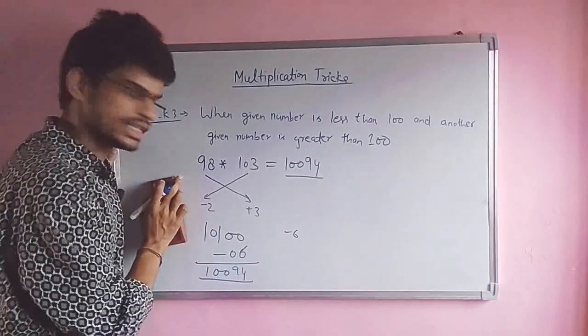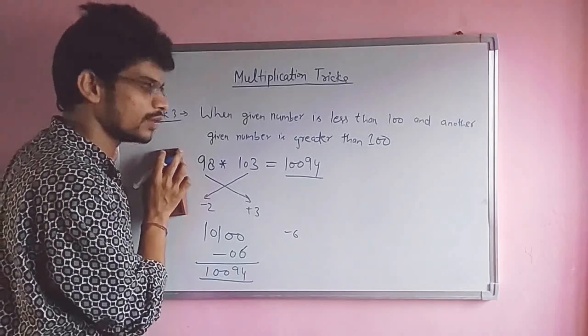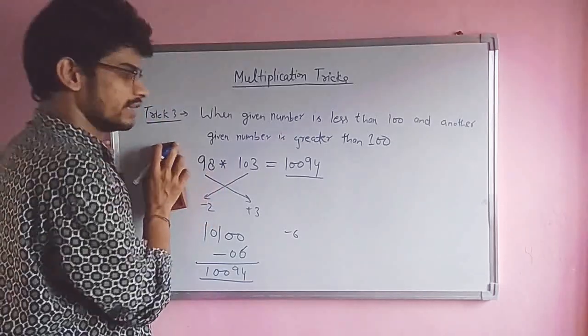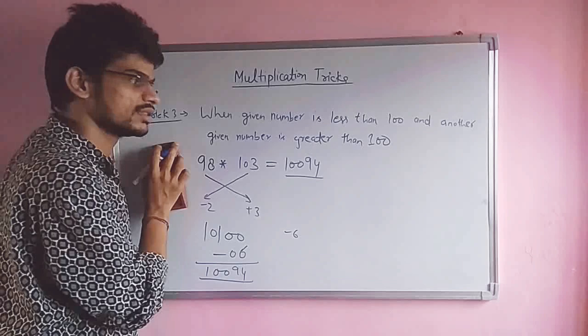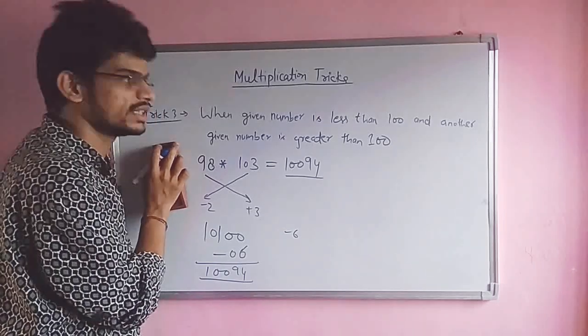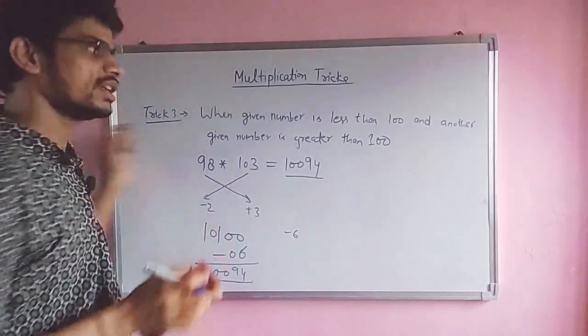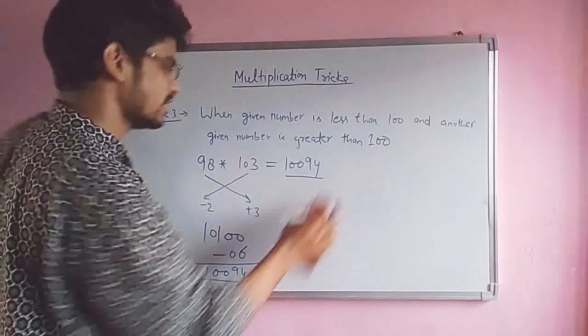I hope you understand all these tricks, how to calculate if both numbers are lesser than 100, both numbers are greater than 100, and one number is less than 100 and another number is greater than 100.